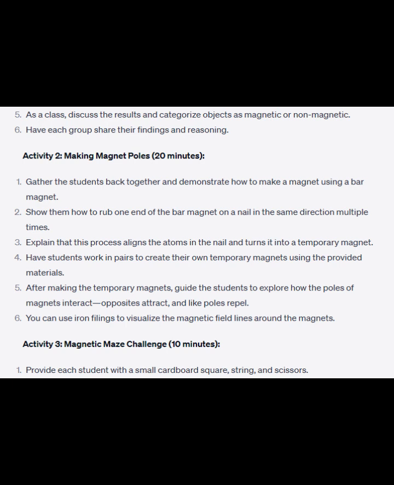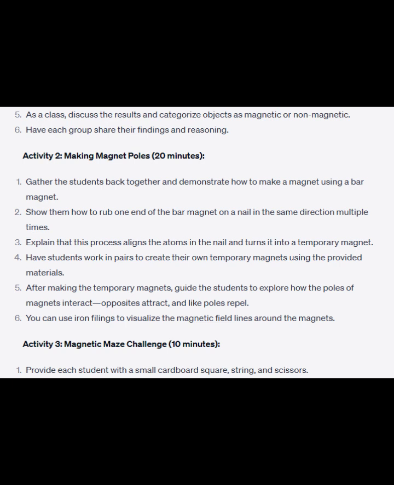Have students work in pairs to create their own temporary magnets using the provided materials. After making the temporary magnets, guide the students to explore how the poles of magnets interact: opposites attract, and like poles repel. You can use iron filings to visualize the magnetic field lines around the magnets.